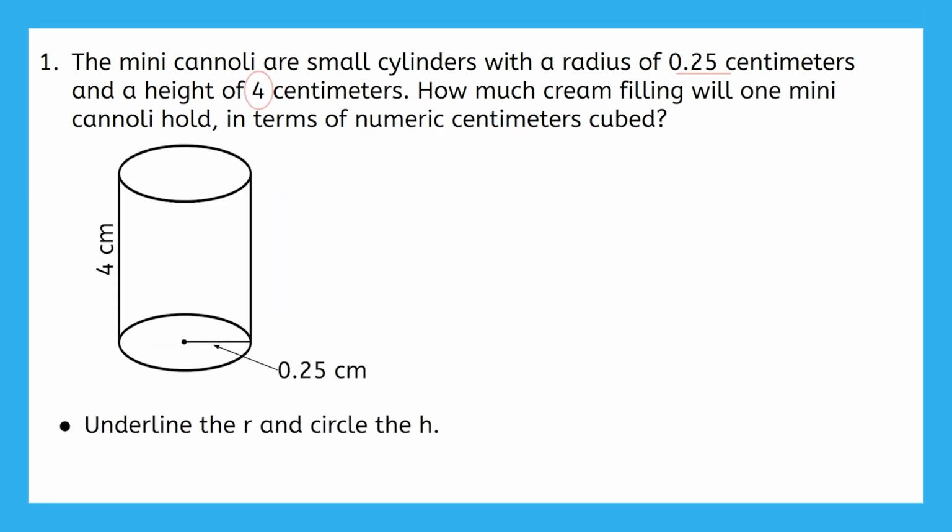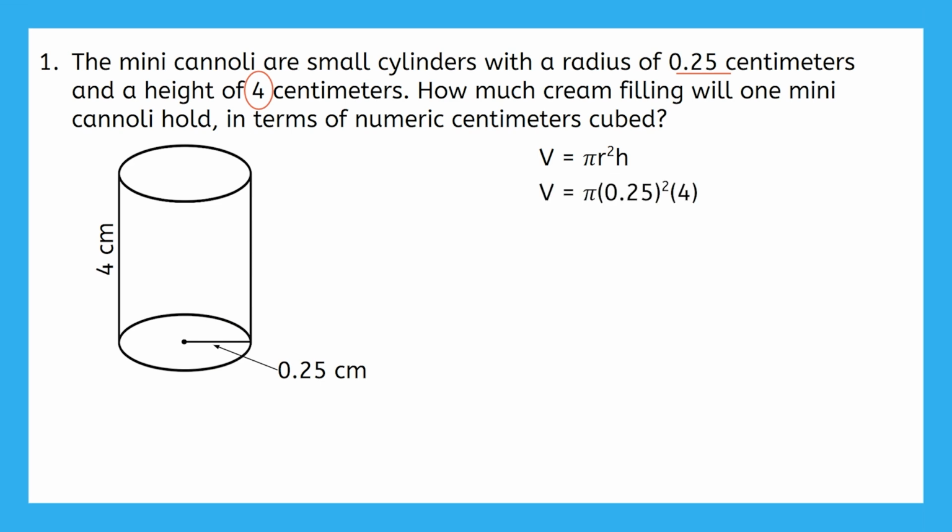In the word problem, underline the R and circle the H. Then write out the formula. V equals pi r squared h. Substitute 0.25 in place of R and 4 in place of h. So now we have V equals pi times 0.25 squared times 4. Our next step is substituting 3.14 in place of pi. That gives us V equals 3.14 times 0.25 squared times 4.